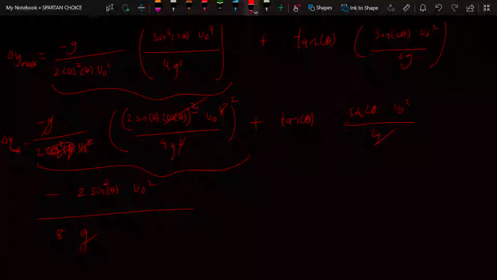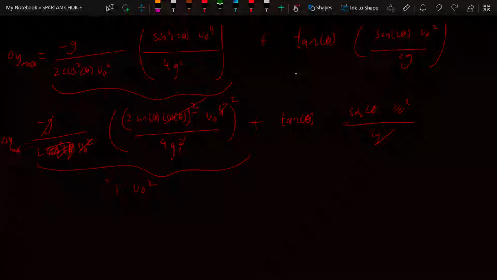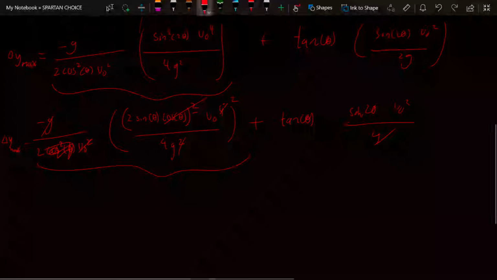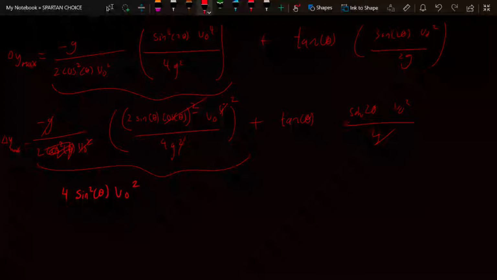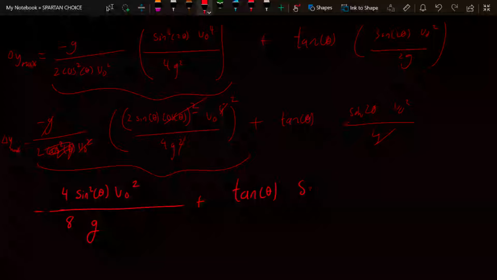What can we do now? Let's think for a second. I think I simplified this in a weird manner. Let me just rewrite this all. We get, so minus g cancel out. So you get 4 sine squared theta, v0 squared over 8g, and there's a negative. Okay, hopefully I did this correctly.